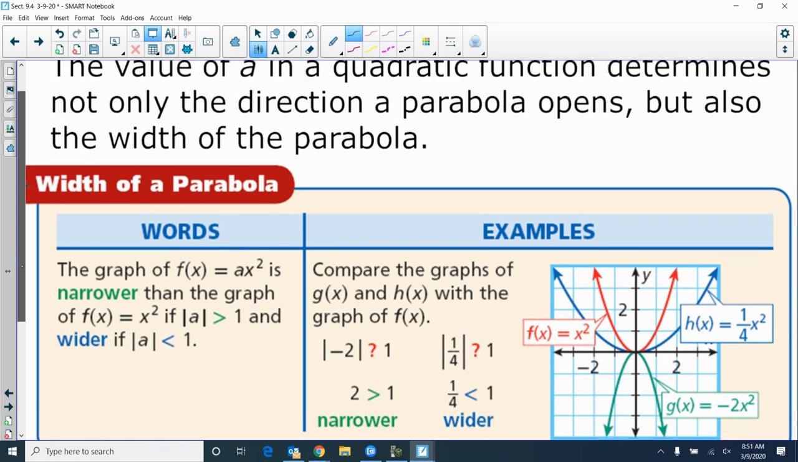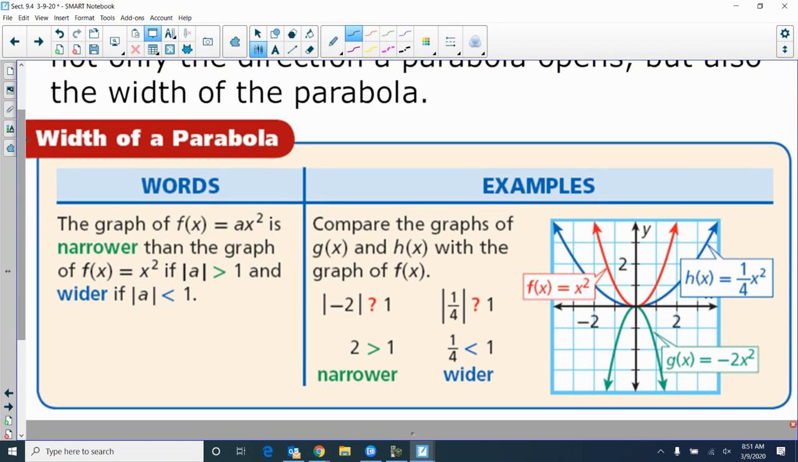So right here, the graph of f of x equals ax squared is narrower than the graph of x squared if this a value is bigger than 1, the absolute value. Or it's wider if the absolute value is less than 1. I'll try to explain that in a little bit. The red one is x squared. 1/4, that value is smaller than 1, so it's going to be wider. -2, you take the absolute value. Really, just look at the number. Ignore the sign.